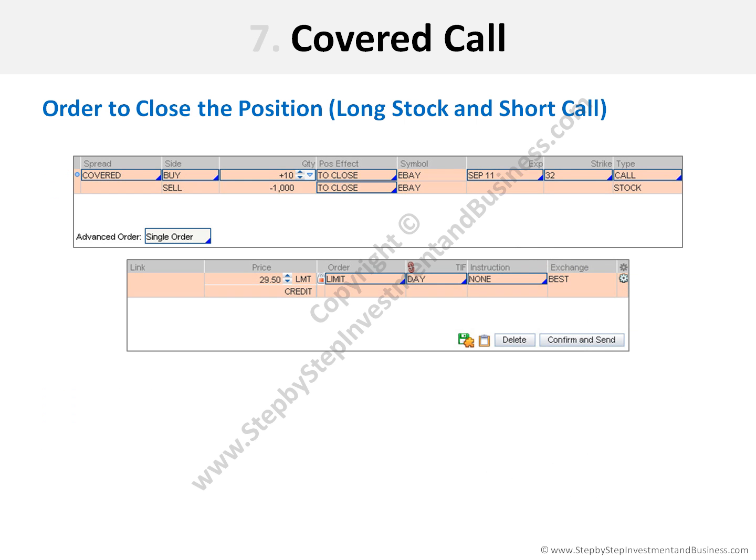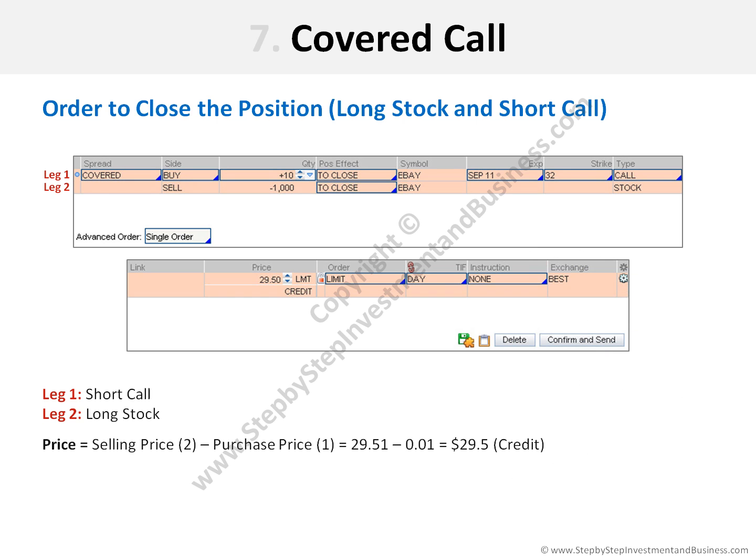In the same way, the order to close the position can also be entered using an order with two legs. Here we can see an example. Leg number 1 consists of buying the calls we had sold, and leg number 2 consists of selling the shares we had bought.